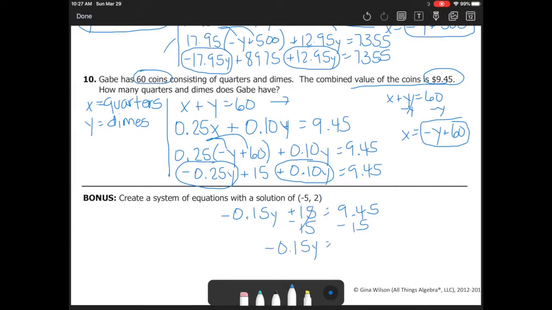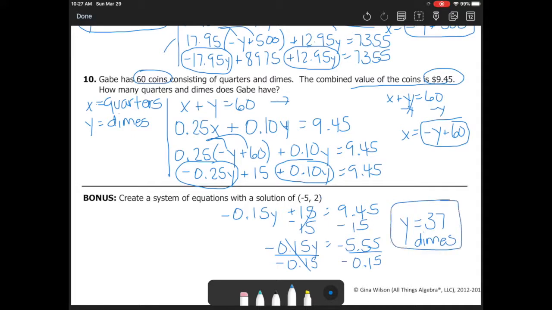Negative 0.15y equals negative 5.55. And I hope you're noticing that we're getting positive answers for everything, because word problems are real life situations, and you can't have a negative number of quarters or a negative number of tickets or a negative number of hot dogs, right? So if you think about this carefully, you ought to be ending up with positive answers. Y is 37, so that means there were 37 dimes. And again, I know that there were 60 total coins, so 60 minus 37 is 23. 23 quarters. All right, and there you go.